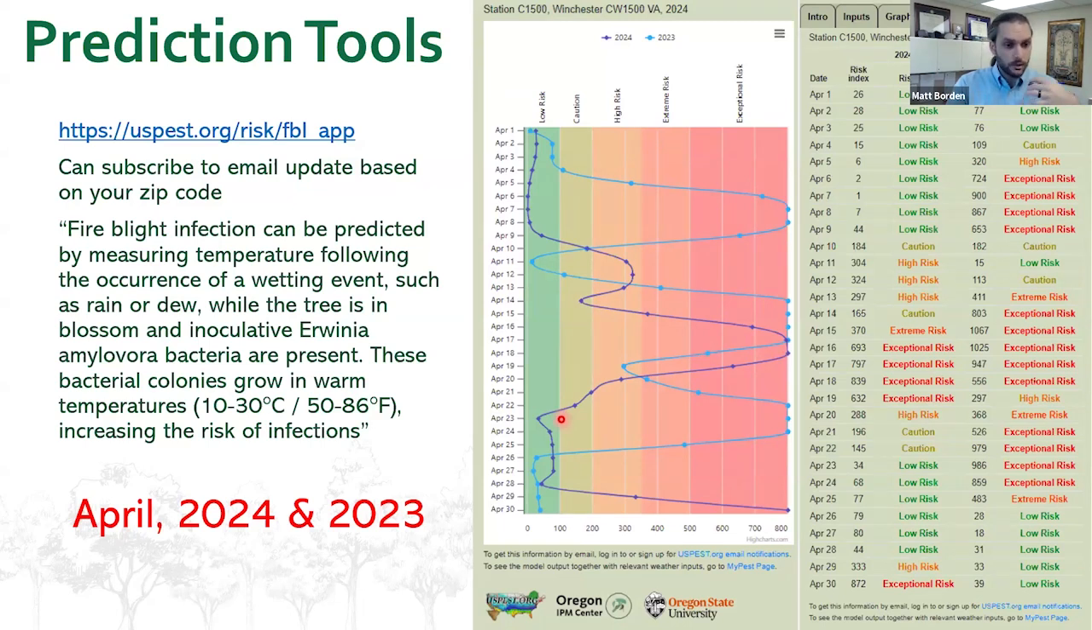And how would we use this? Well, we would use this as a forecasting tool to be able to see about a week in advance, is probably all it is in terms of accuracy, to go out and put on the preventative applications we need on those tissues before we hit these exceptional and extreme risk infection periods. So they might be useful.